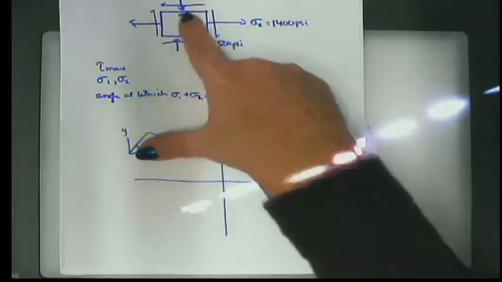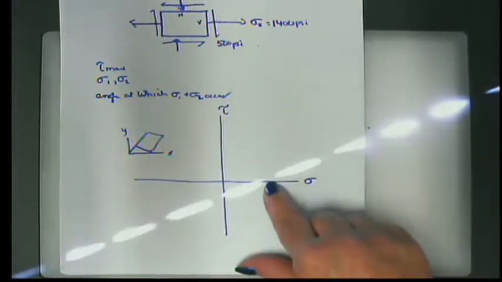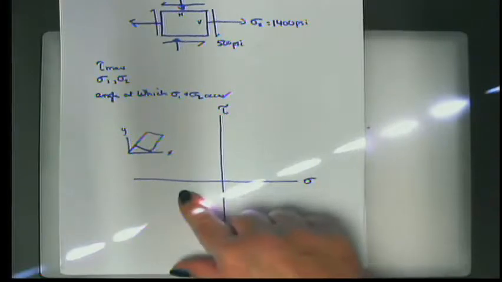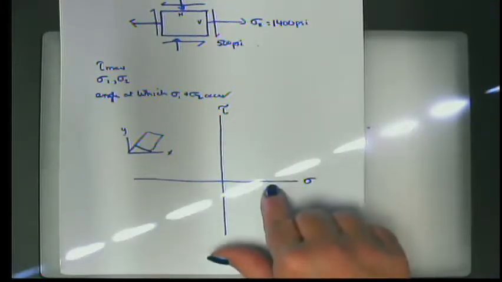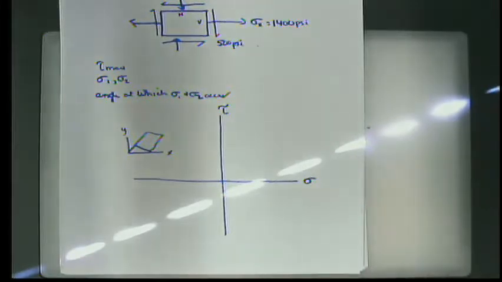Horizontal and vertical are 90 degrees apart here, so they're 180 degrees apart here. Tau max occurs, we know from chapter 2, 45 degrees from the principal stresses, so 45 degrees on the stress block is 90 degrees on the circle. All's well.